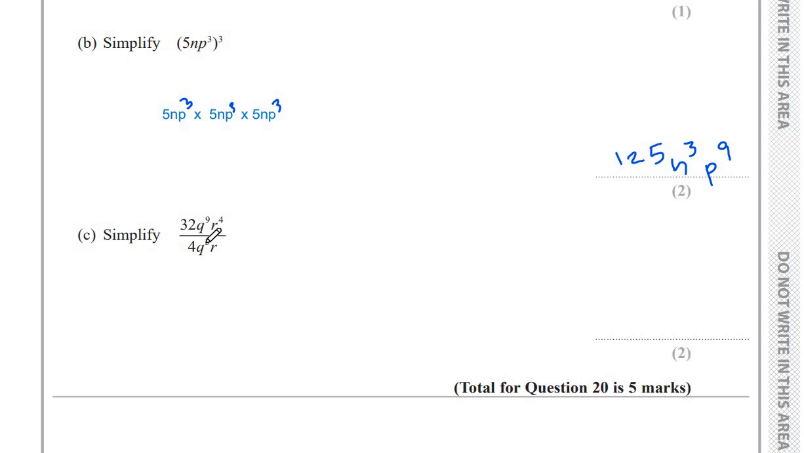And then 32 divided by 4, that is 8. Now when you are dividing, you have to subtract the powers. So the power on Q is going to be 9 take away 3, that's 6. And the power on R will be 4 take away 1, which is 3.